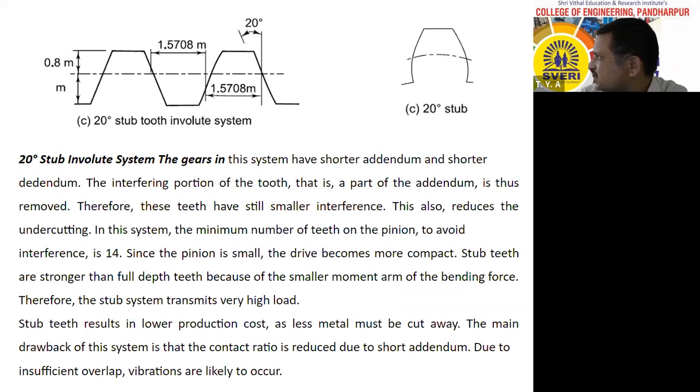Design of the gears means we have to find out the dimensions of the gear. To find out the dimensions of the gear, first we have to determine the module of the gear. Always remember, while designing the gear, you have to select the module first of all, and then find out the dimensions, and then we can manufacture the gear.